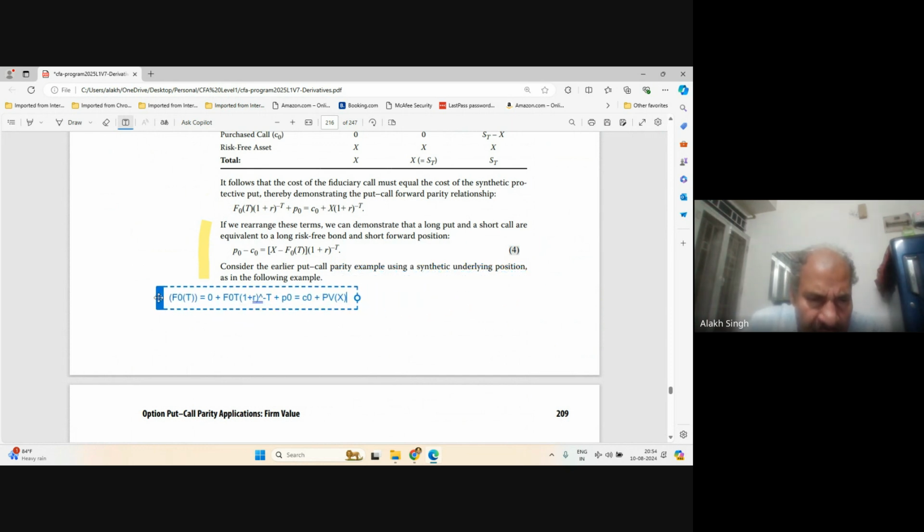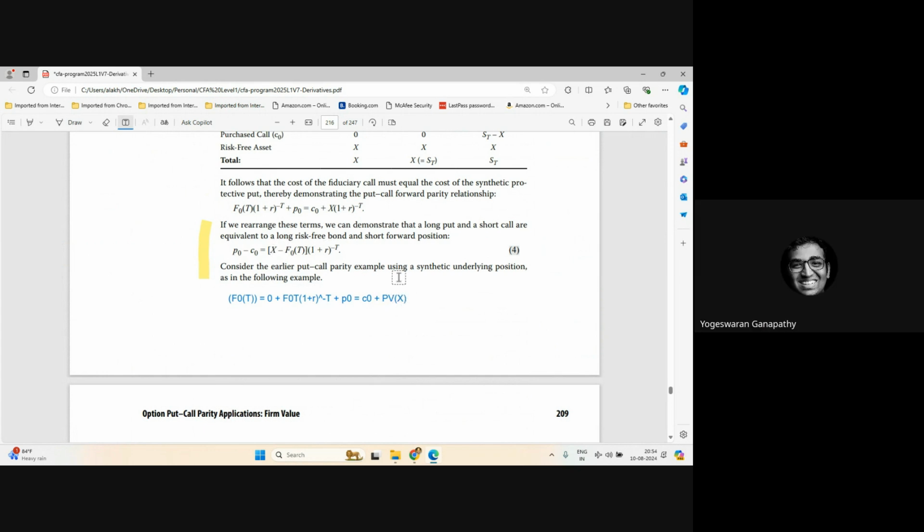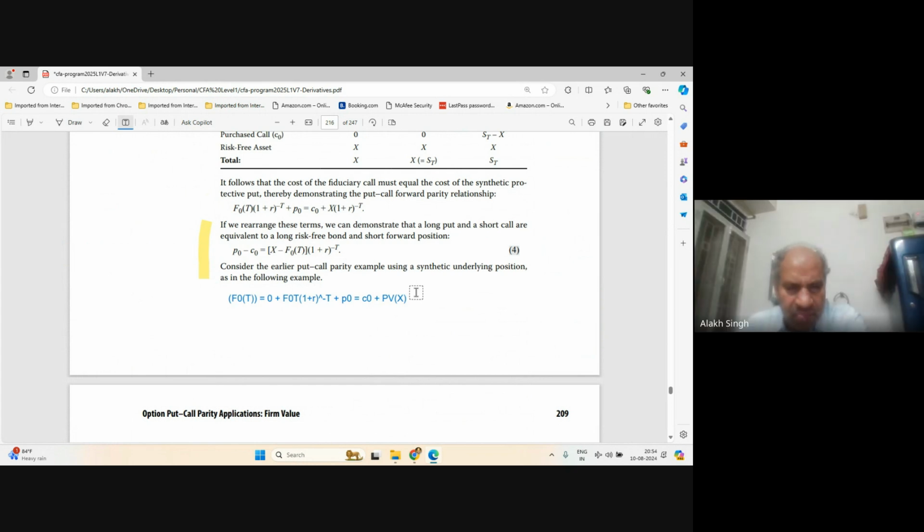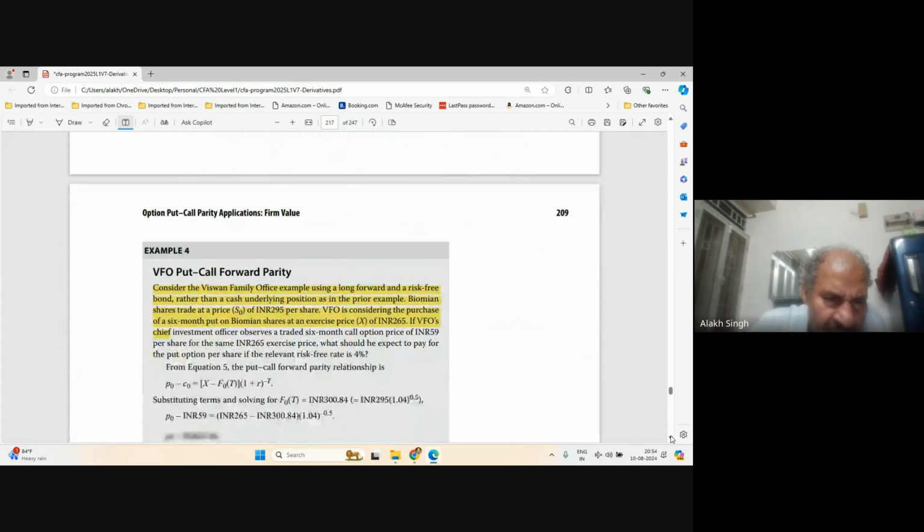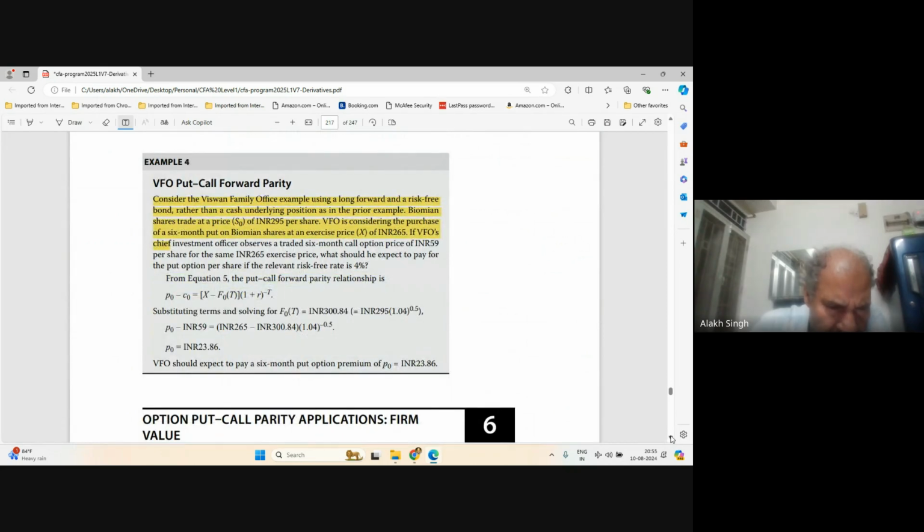Then, yes, here. So this equation and this equation are the same. It means P0 minus C0, we brought it, and then we brought this F0T here. So PVX is the same as this. Yes, X. Sir, they take the common of 1 plus r to the power minus. So nothing, same thing, same equation.